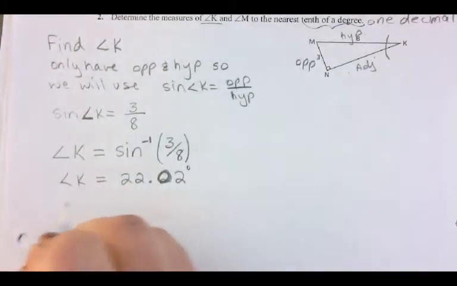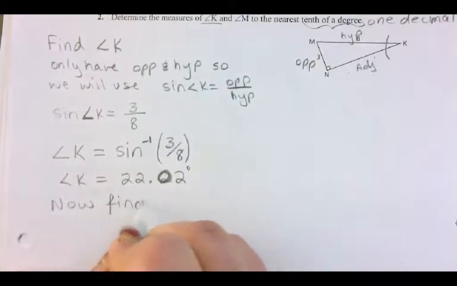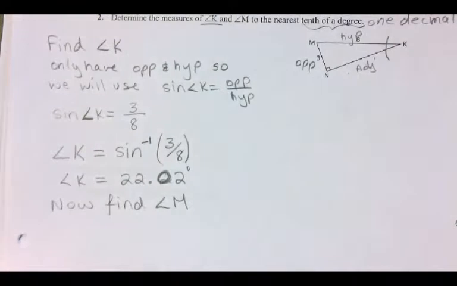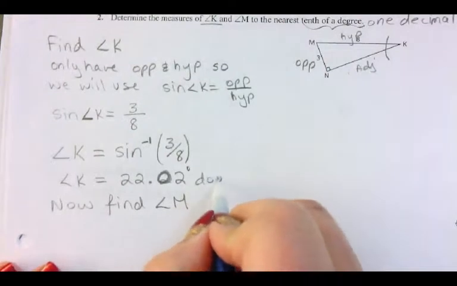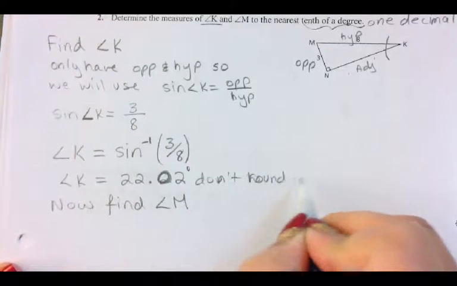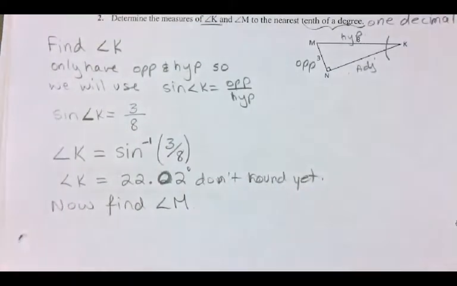Now we need to figure out angle M. So now, find or determine angle M. So how are we going to do that? It says 1 decimal place. I'm not rounding yet. Don't round here. Don't round yet. Okay, we'll round at the very end of our question.